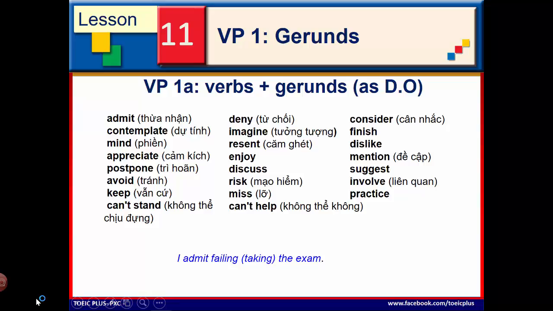Again, say, I admit failing the exam. Contemplate: I contemplate failing the exam. Mind: I don't mind failing the exam. Appreciate: I appreciate failing the exam. Postpone: I postpone taking the exam. Avoid: I avoid failing the exam. I keep failing the exam. I can't stand failing the exam. I deny taking the exam. I imagine failing the exam. I resent failing the exam.